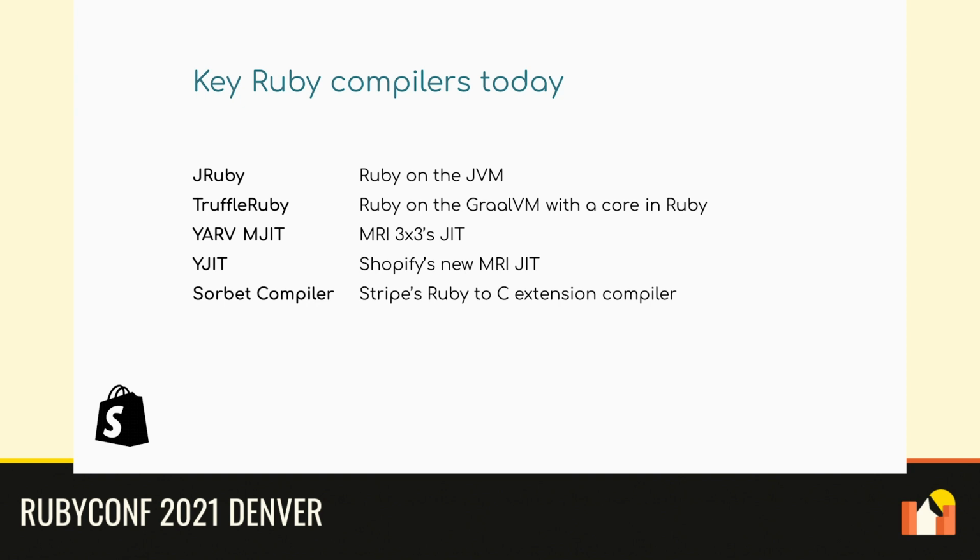There's YarvMJIT. This is the compiler which shipped with Ruby 3.0. So Ruby 3 times faster in Ruby 3. That was down to YarvMJIT. I've given it a slightly more explicit name of YarvMJIT to differentiate it from some other compilers, which we'll mention in a second. There's YJIT, which is Shopify's new JIT for MRI, which should be in a release soon. And there's the Sorbet compiler. This is Stripe's Ruby to C extension compiler.